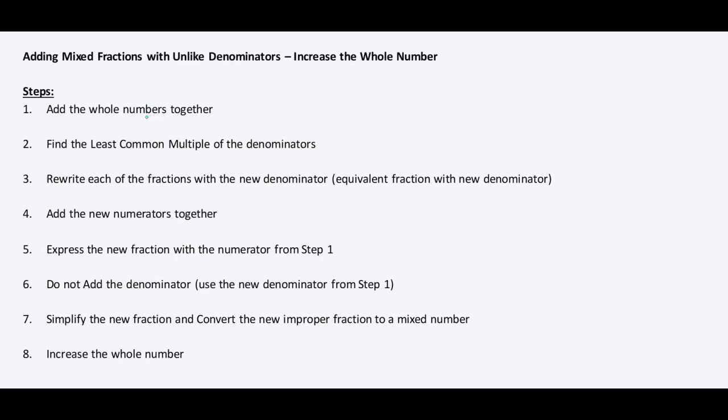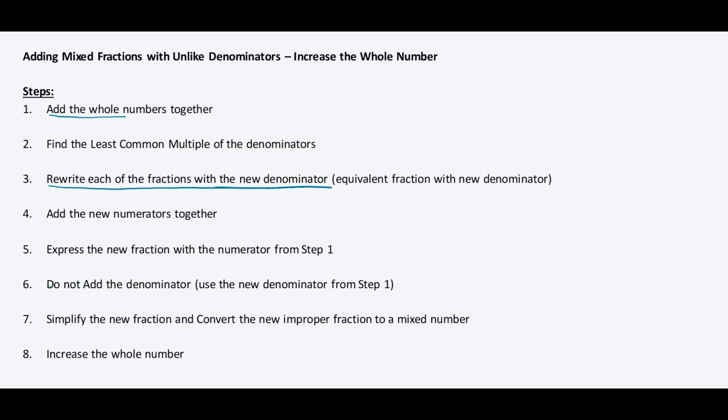So when we're trying to add mixed fractions with unlike denominators, we're going to add the whole numbers first, and then after that we'll find the least common denominator of the fractions given. Once we're done with that, we will have to rewrite each of those fractions with the new least common denominator and add the numerators together. Now that you have a common denominator, you just have to add the numerators together, and we'll express the new fraction with the numerator from step 1.